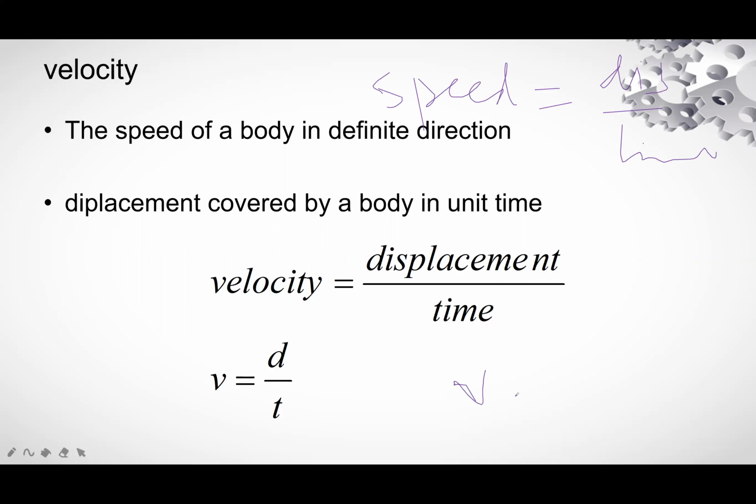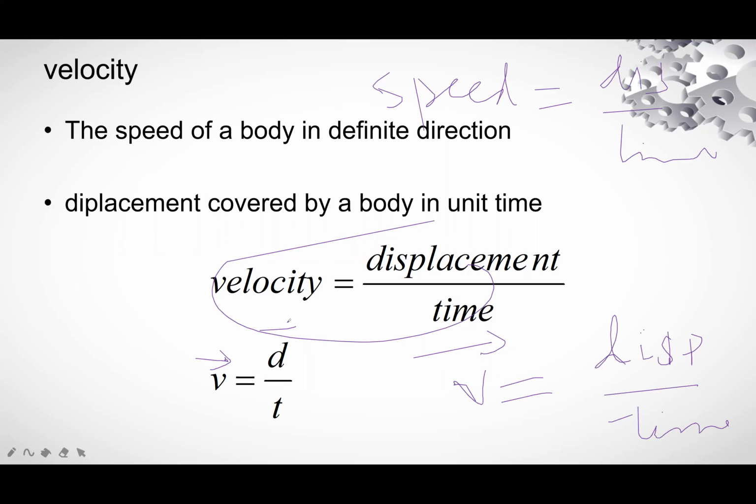Velocity is displacement per unit time. Velocity is a vector; speed is a scalar. Displacement covered by a body in unit time is called velocity.